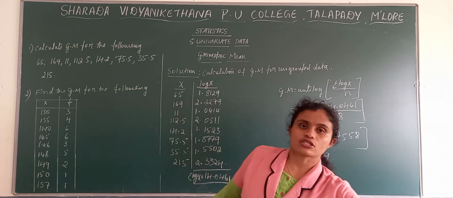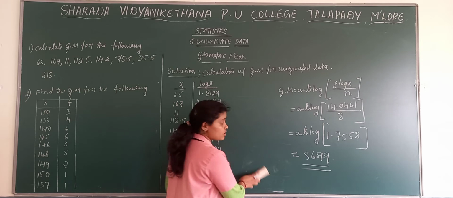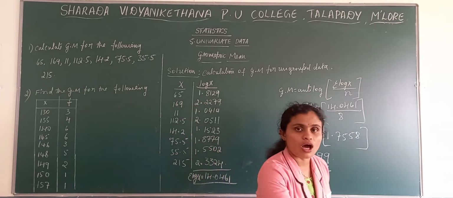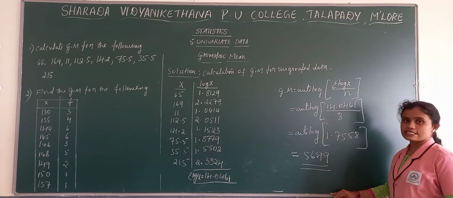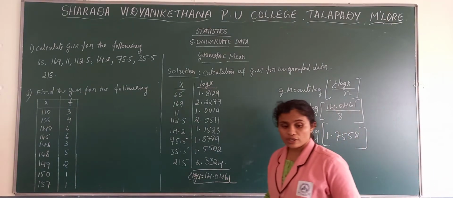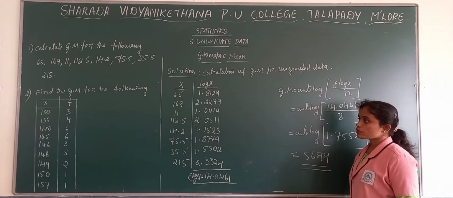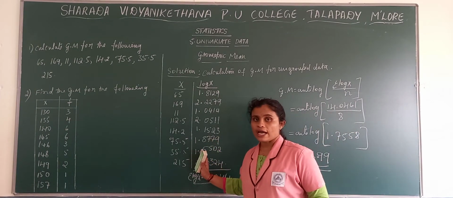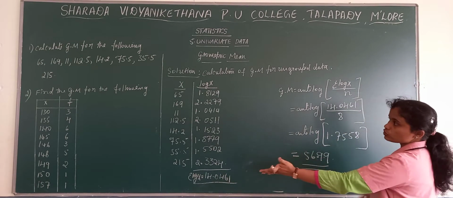Here, in the case of geometric mean, the formula is easy. You need to understand the log and antilog: how to see the log and how to see the antilog. The rest of the things are easy. I hope on an average you are clear. We'll see one more problem, then you will be more clear about how to see log and antilog. Now we'll move to the second problem.